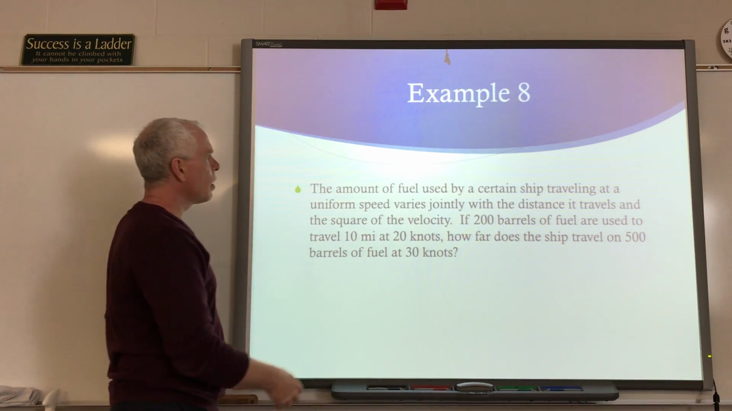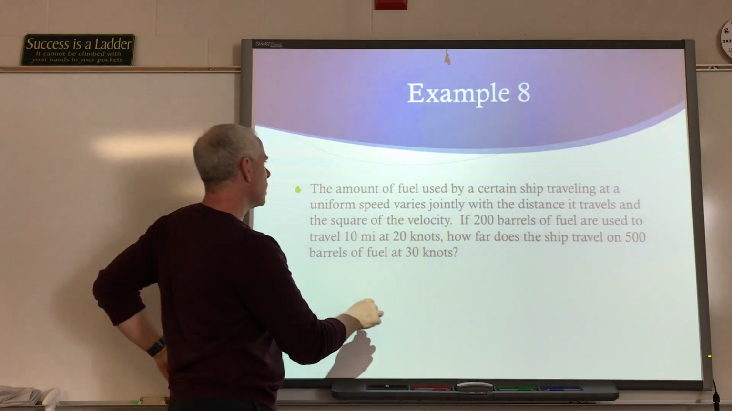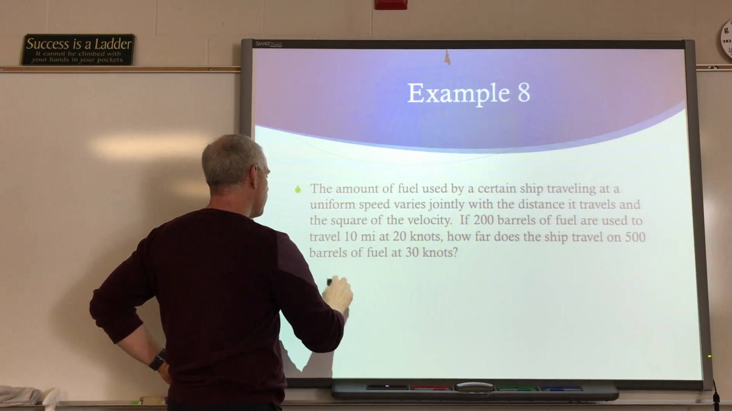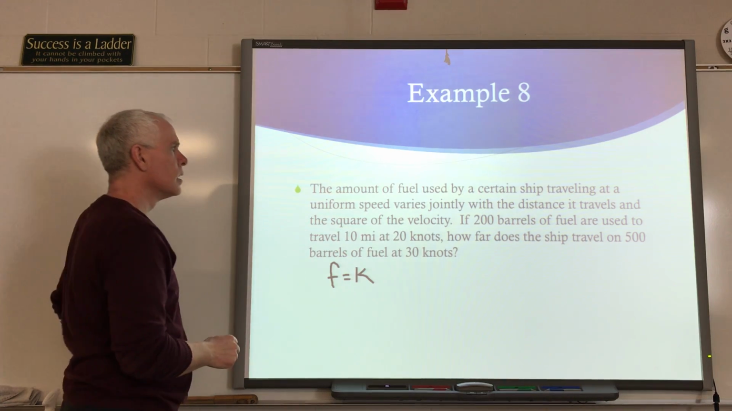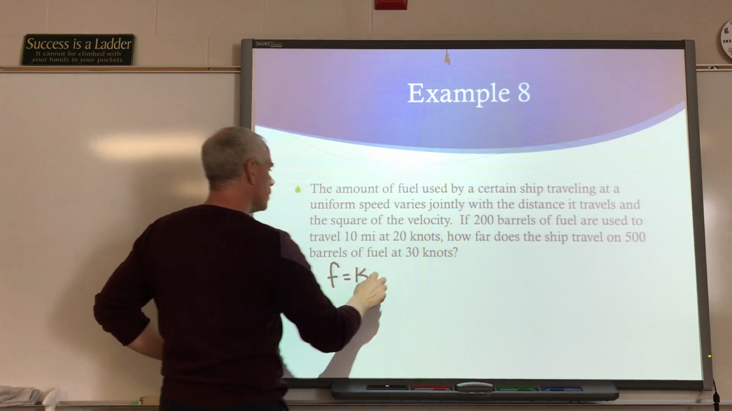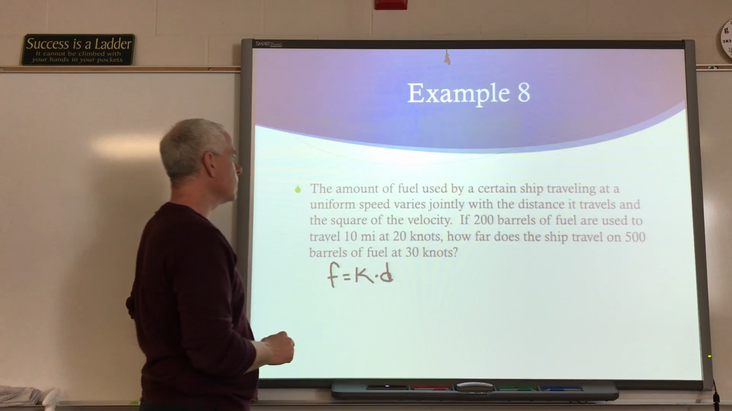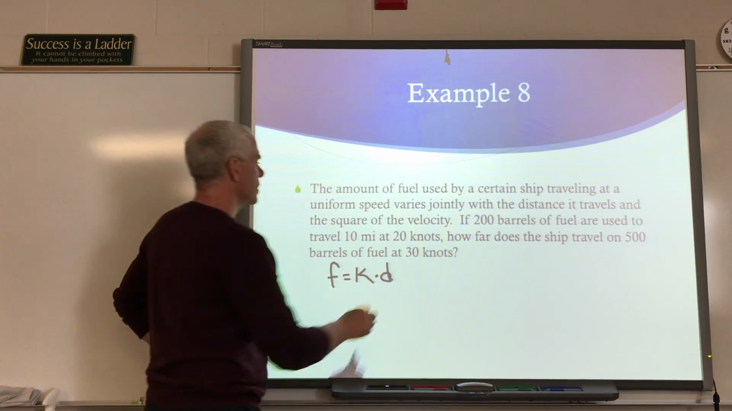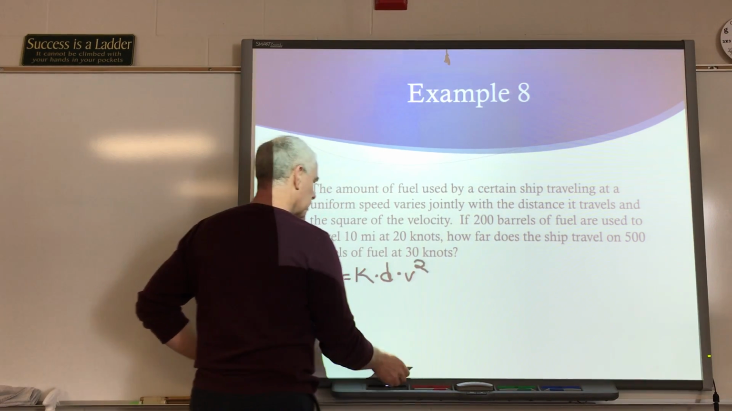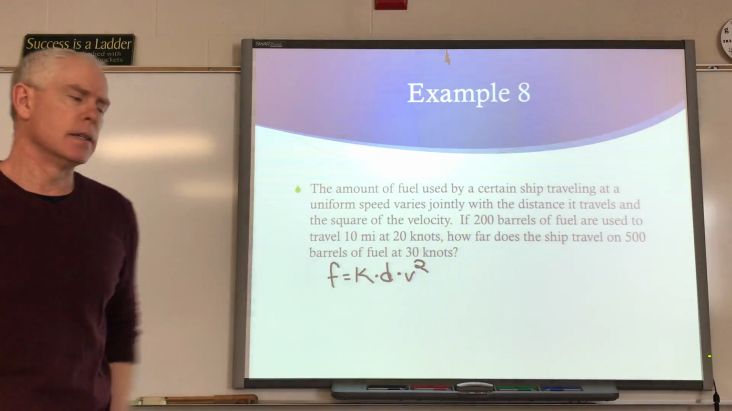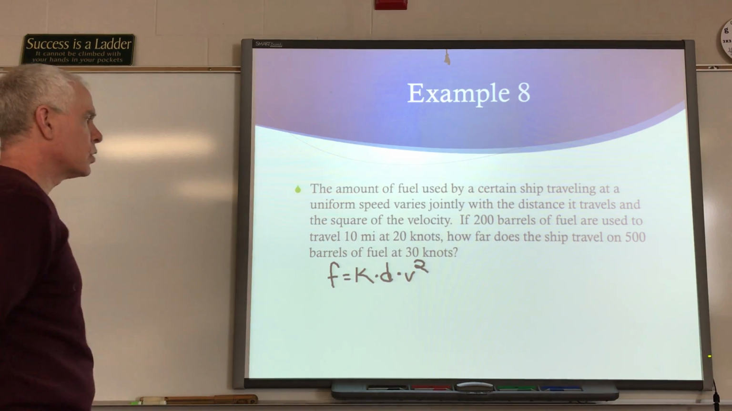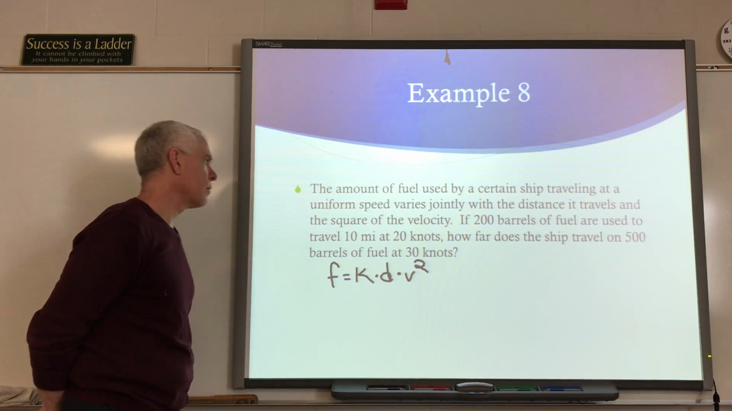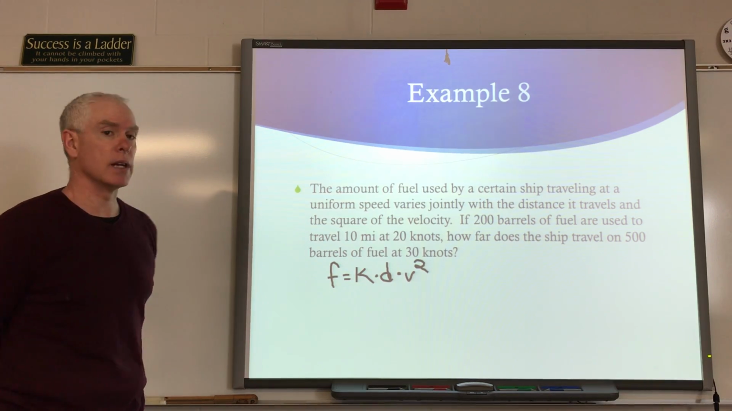So the amount of fuel used by a certain ship traveling at a uniform speed, so amount of fuel, let's call it F, varies jointly. There's still going to be a constant of variation there. With the distance it travels, call that D, and the square of the velocity. That's what joint variation is going to look like. If 200 barrels of fuel are used to travel 10 miles at 20 knots, how far does the ship travel on 500 barrels of fuel at 30 knots?